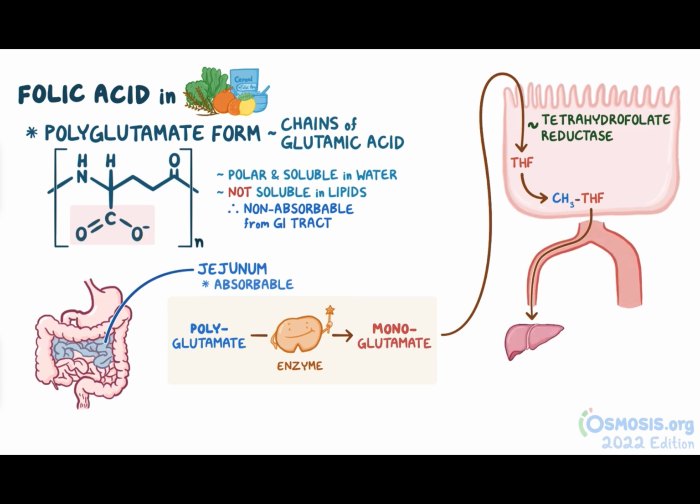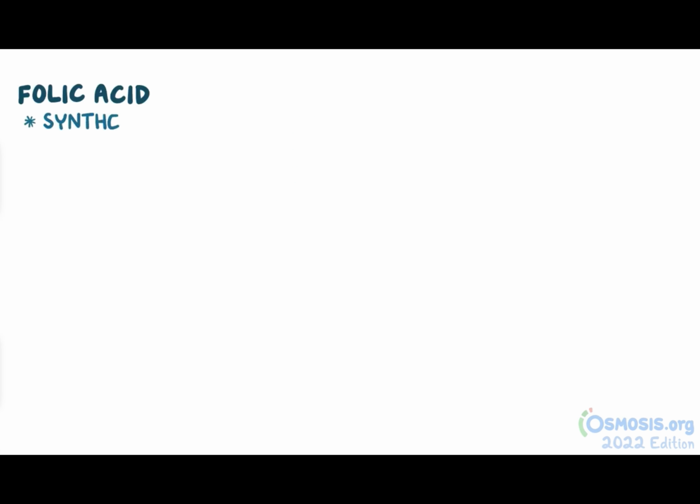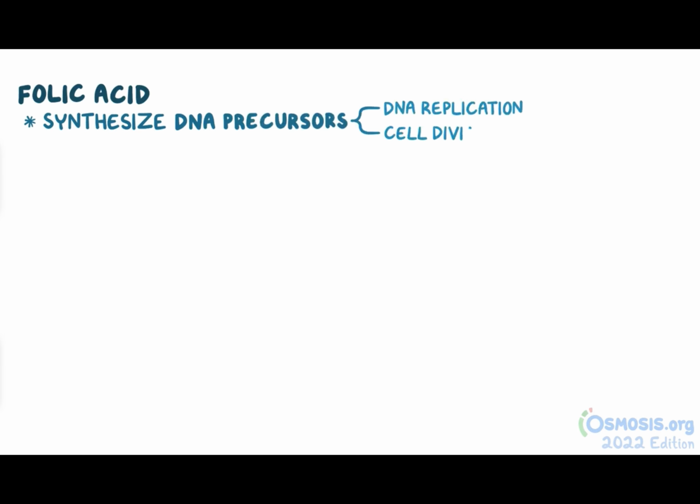Some of it goes to the liver and gets stored for a short period of 2 to 3 months, while most of it is used up for metabolic activity inside various cells around the body. Folic acid is used to synthesize DNA precursors, which is essential for DNA replication and cell division.